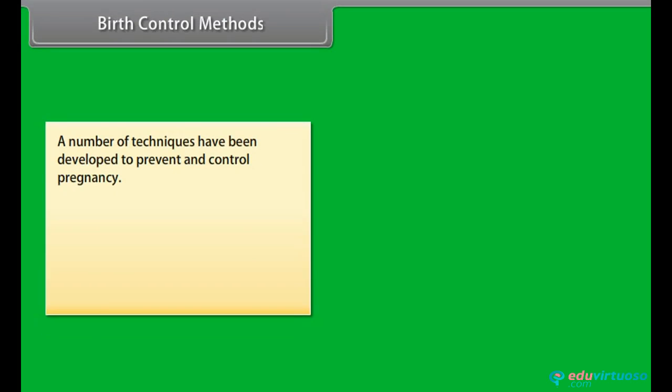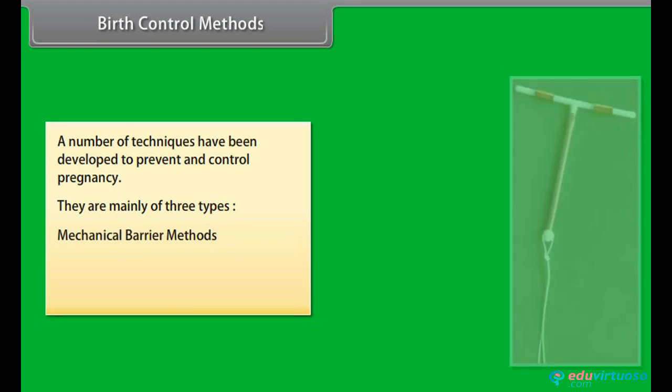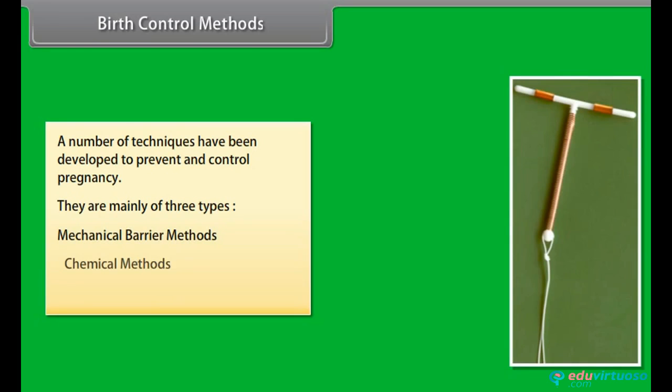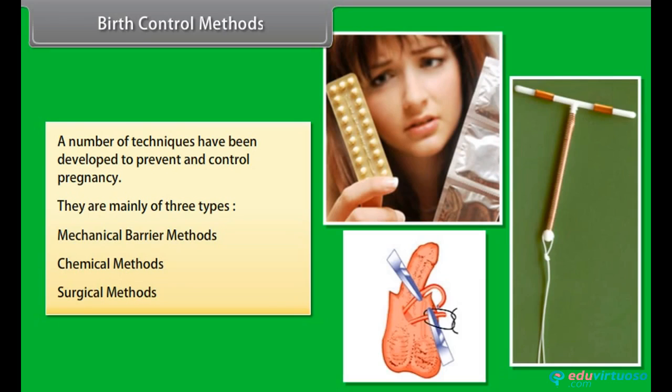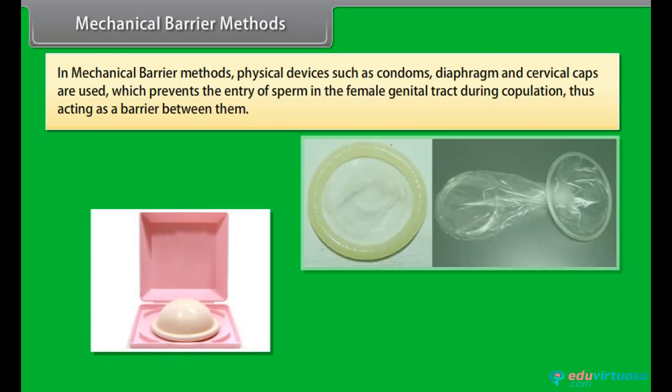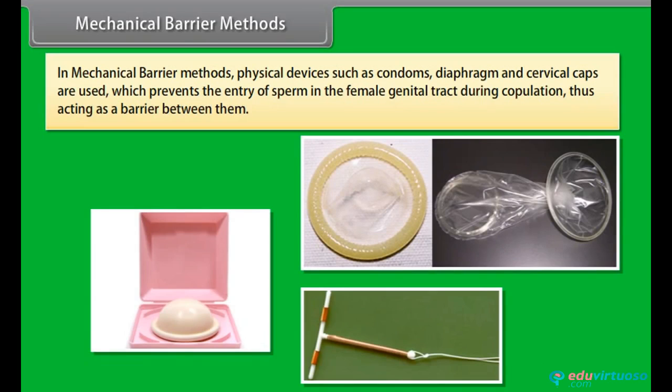Birth control methods. A number of techniques have been developed to prevent and control pregnancy. They are mainly of three types: mechanical barrier methods, chemical methods, and surgical methods. Mechanical barrier methods. In mechanical barrier methods, physical devices such as condoms, diaphragm, and cervical caps are used, which prevent the entry of sperm into the female genital tract during copulation, thus acting as a barrier between them.